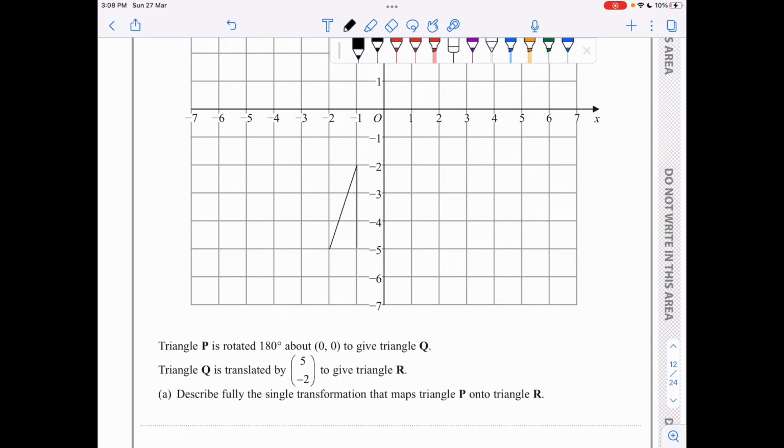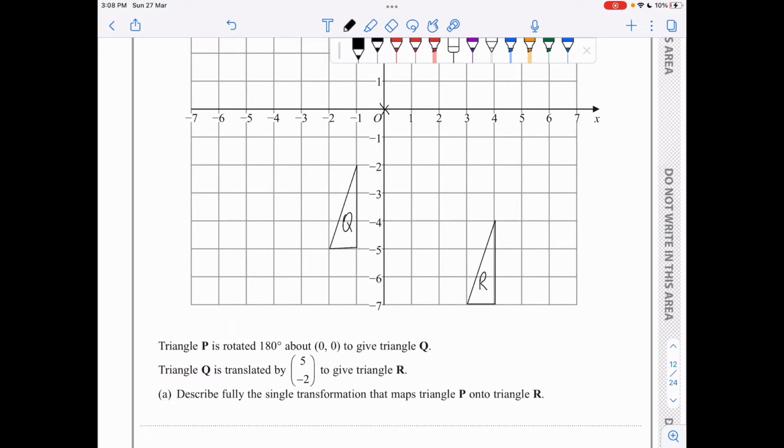The center of the rotation was the origin. So this is Q. And now I will translate this by (5, -2), which means I will go 5 to the right and then 2 down. So this will take me to this place here. And that's the position of R.